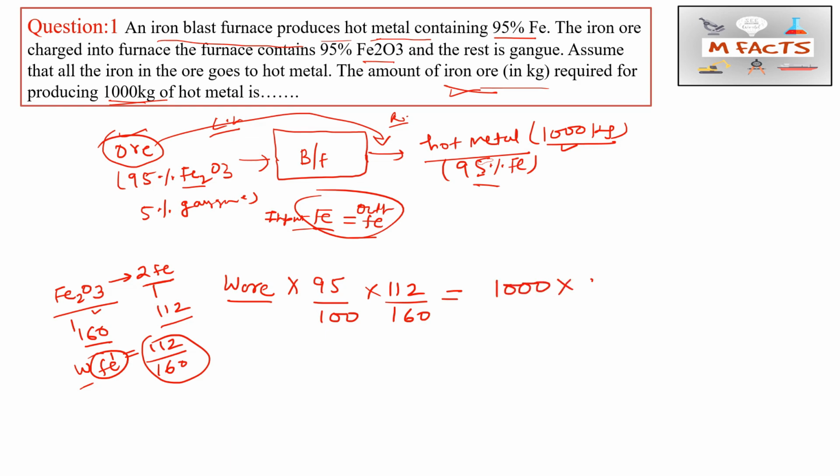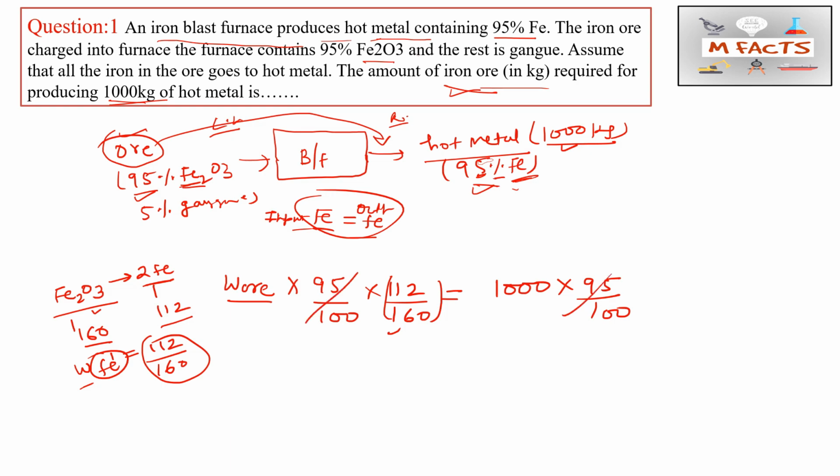And in hot metal, this Fe is 95%. So we will not do anything on this side because this is directly 95% Fe, but on this side they have given 95% of Fe2O3. So we have to find the weight of Fe from that Fe2O3. That's why we did this 112 by 160. Okay, so this is how we can find the weight of ore.